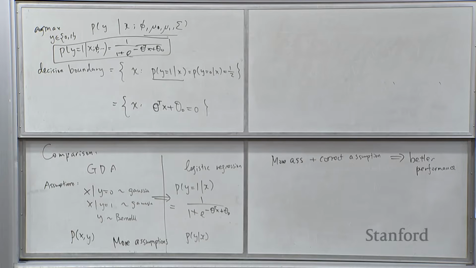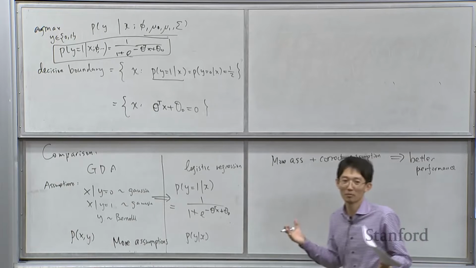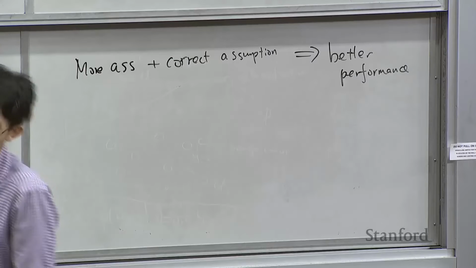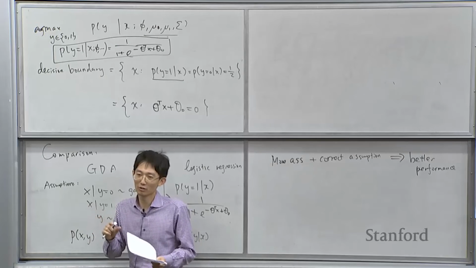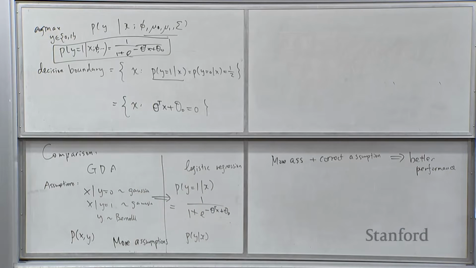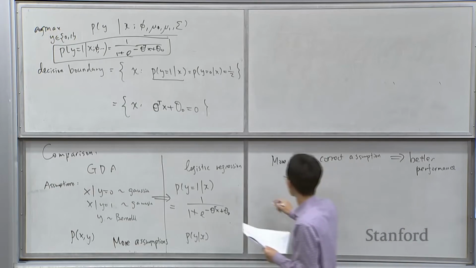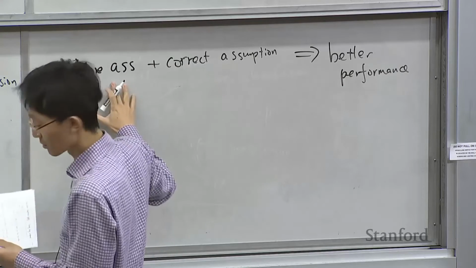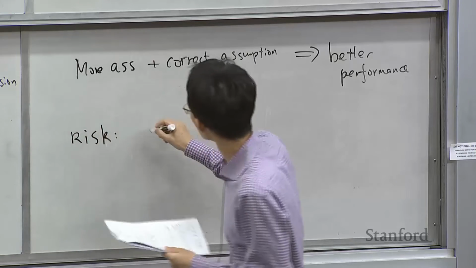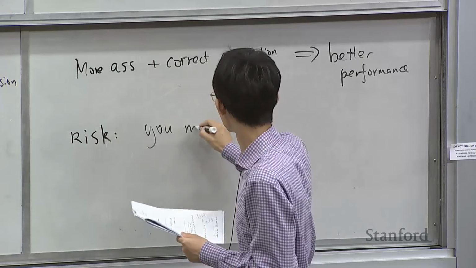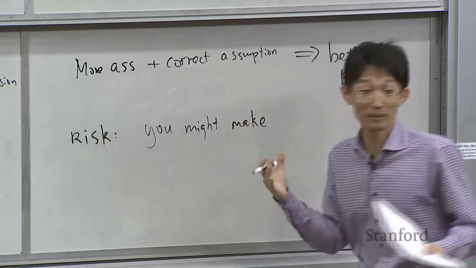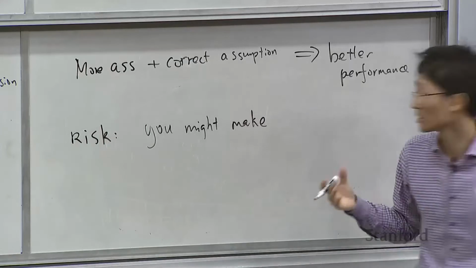If I tell you everything, then of course you have better performance. Suppose I tell you everything about mu and sigma, then of course your performance is the best, right? If I tell you a little bit more about X, then you should always have a little bit better performance. This is the good thing about more assumptions. But the risk is that you may make wrong or approximate or not exactly correct assumptions, right?